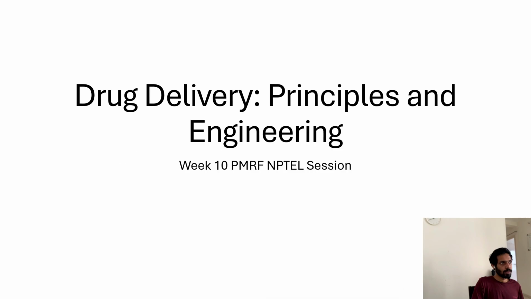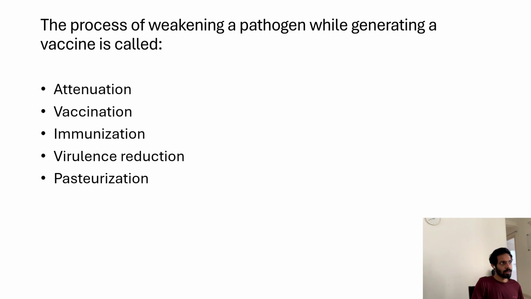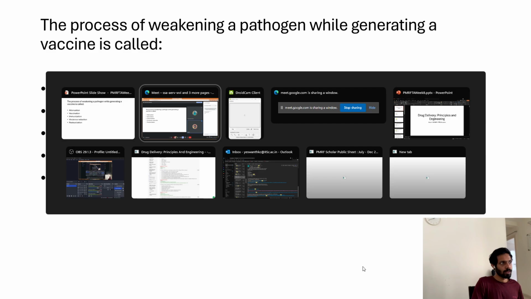Okay. So we'll discuss previous year's week 10 questions. Jumping into the first question, it reads: the process of weakening a pathogen while generating a vaccine is called what? Is it attenuation, vaccination, immunization, virulence reduction, or pasteurization? Do you know what happens to be the right answer? You can type it out in the chat or switch on your mic and say it.